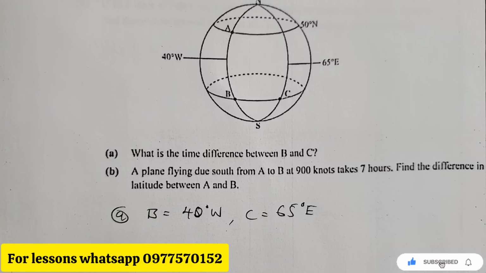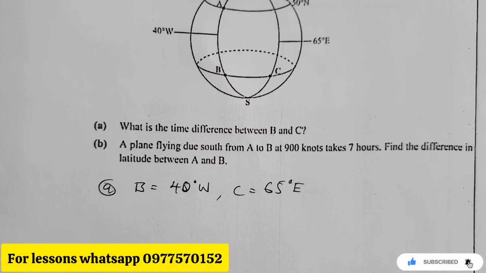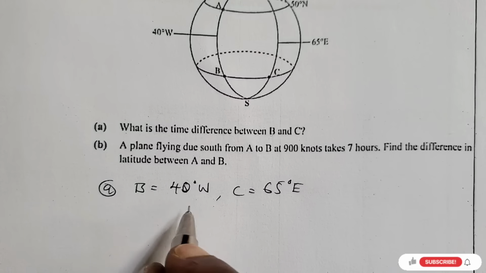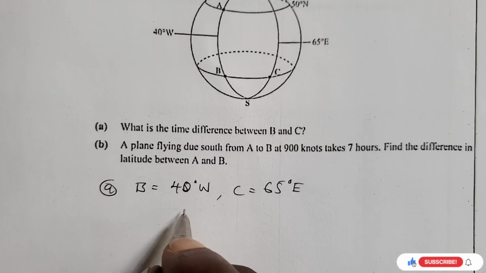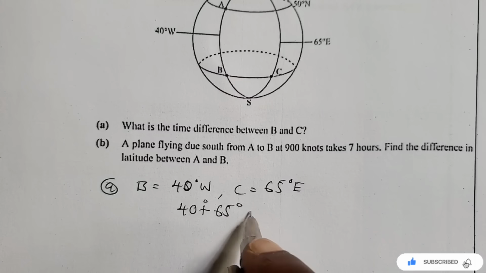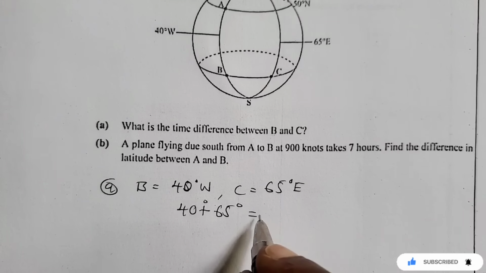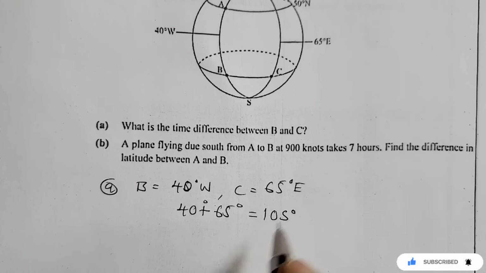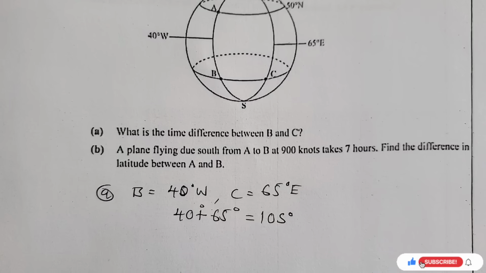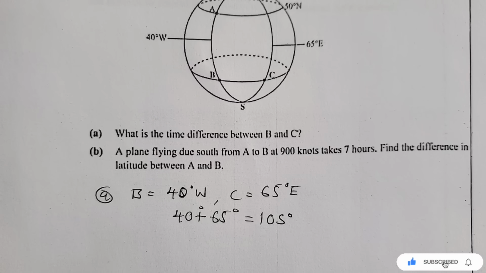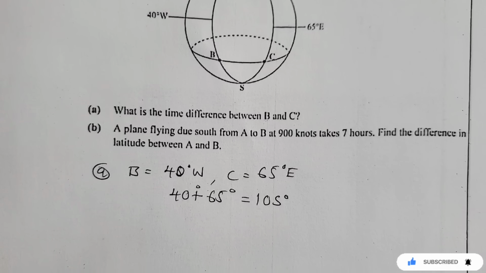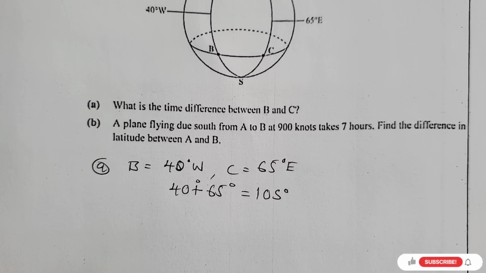Now they just want the time difference. So you add the two, since they are on different hemispheres. So we're going to say 40 plus 65, which is 105 degrees. This 105 is the difference in longitude.